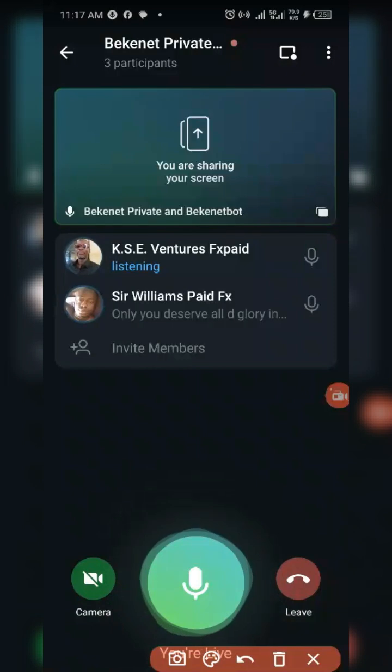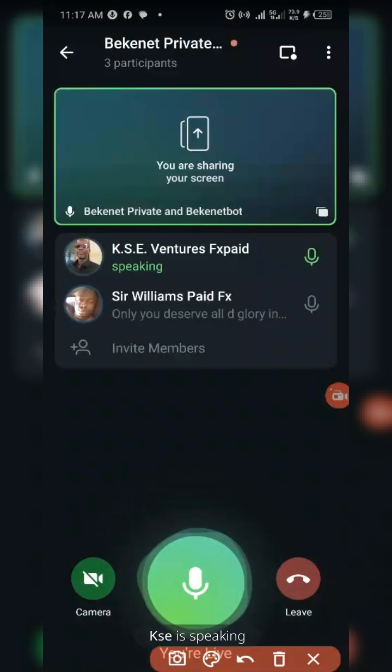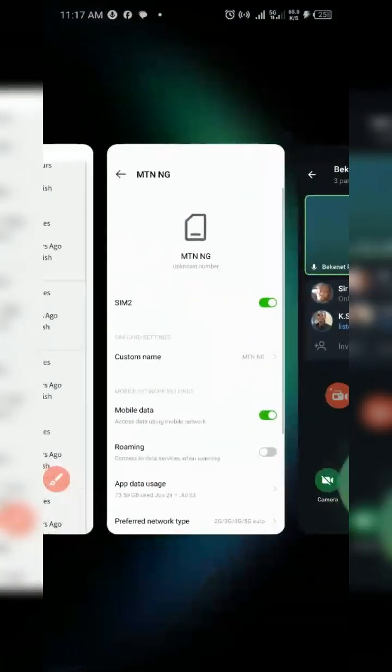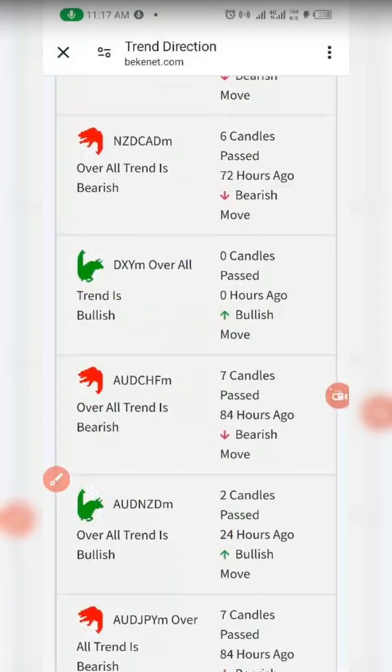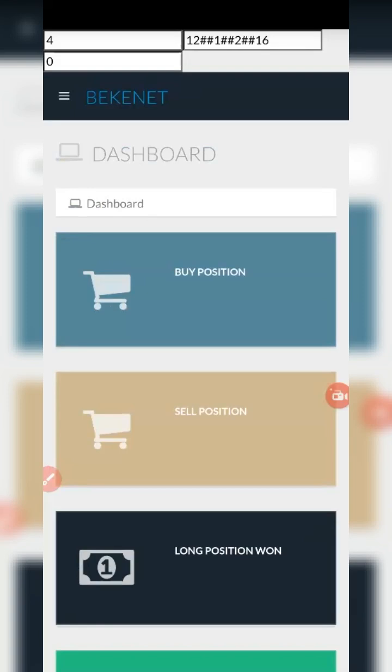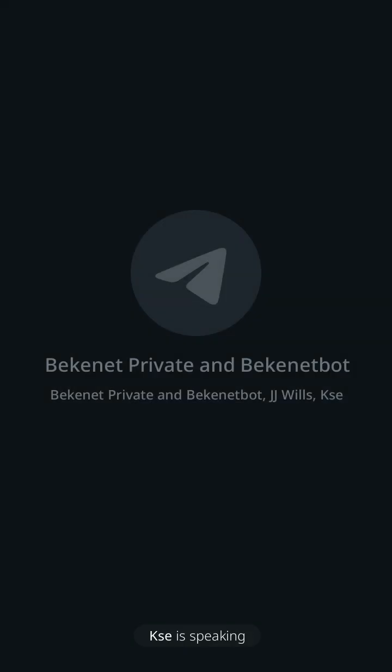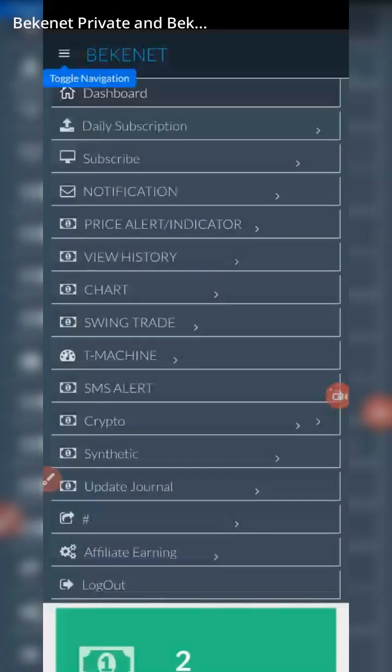Okay sir, let's go to the chart and let me show you something about the stop loss. It's not difficult. Which one are we going to use, forex or synthetic? They are all the same thing, you can use any, because I just want to show you something there.